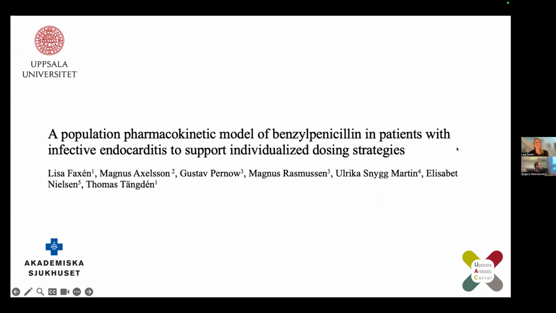And today I will talk about one of my projects, which is a population pharmacokinetic model of benzyl penicillin in patients with infective endocarditis to support individualized dosing strategies.